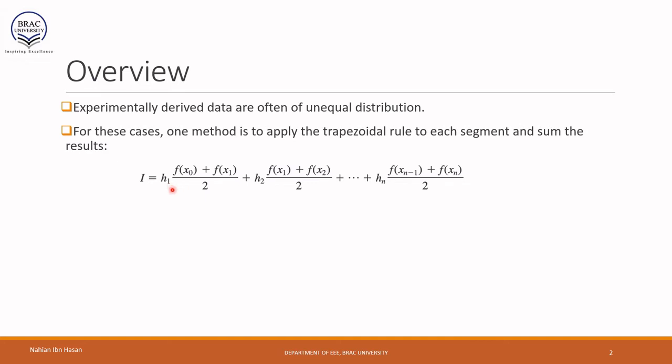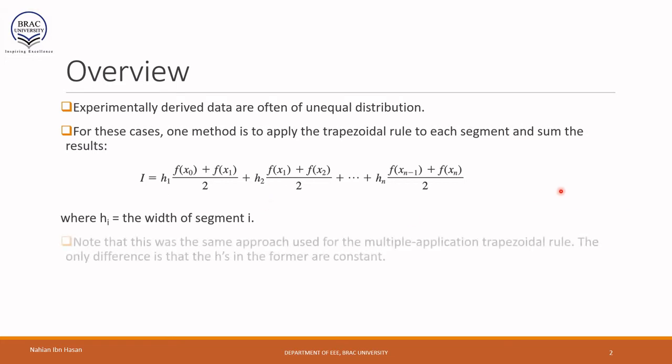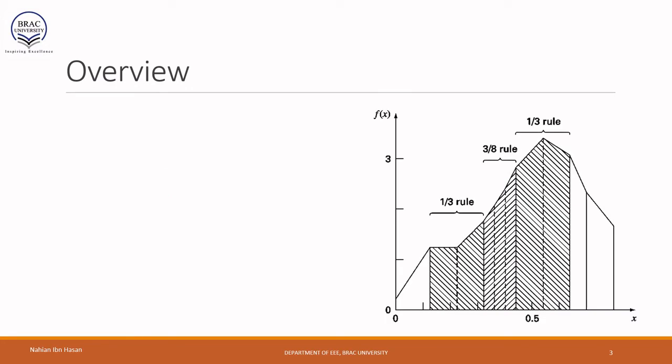As a result, wherever in the previous cases the h terms were the same, the width of each segment being the same in the last few slides, now this h term, the width of the segments, will be different for different segments. That's why we have denoted them h1, h2, hn. So we can calculate the area of each segment separately and then sum the areas to get the total area, or the integration. We have applied the trapezoidal rule here, but you can also apply the 1/3 rule or 3/8 rule in the same manner at each of these segments. That's the procedure we are going to follow in this lesson.